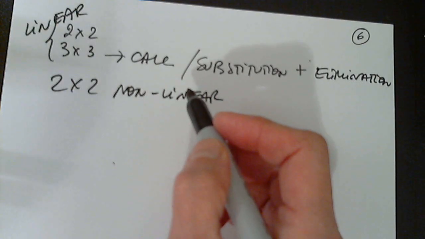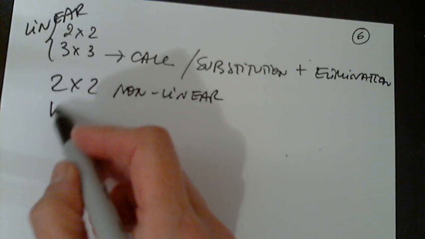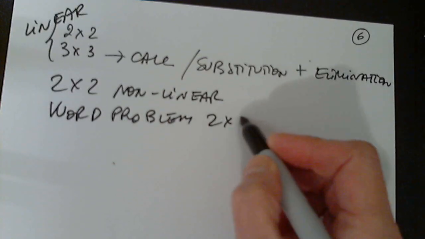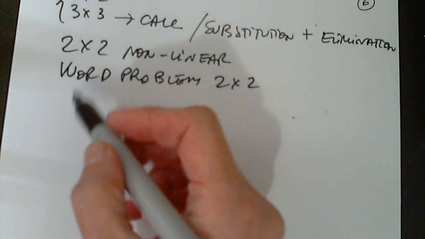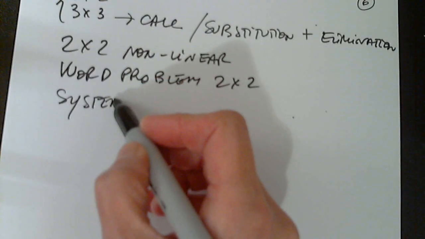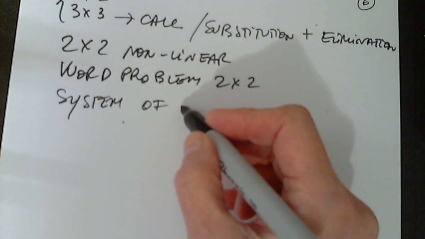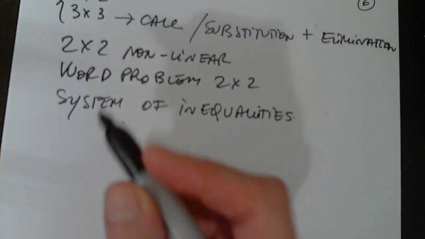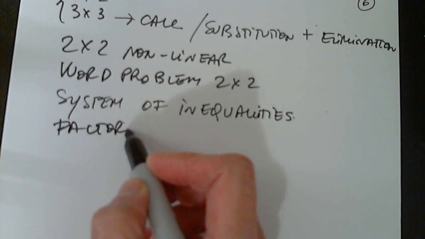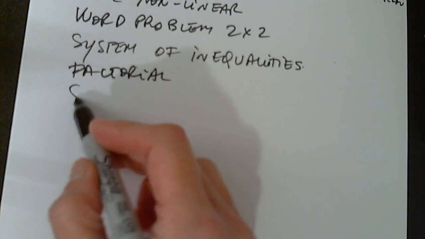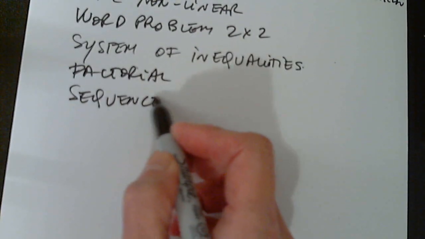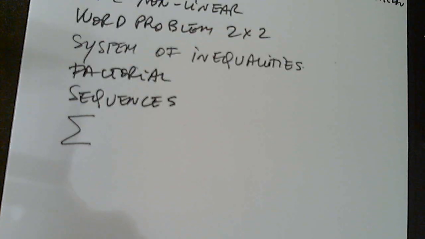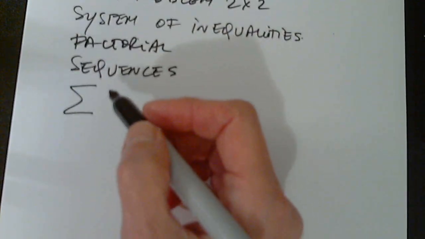What else? A word problem with a 2 by 2, not a 3 by 3. System of inequalities. What else? Factorial. Sequences. Summation notation. What else? And Gauss-Jordan.